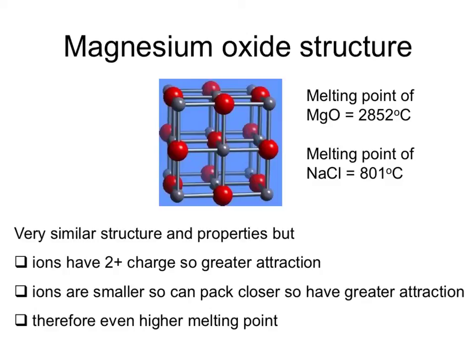Now when you look at the structure of magnesium oxide, it's again a cubic structure. And it will have similar properties in that it will not conduct electricity when it's a solid, but it will if it's molten or dissolved.